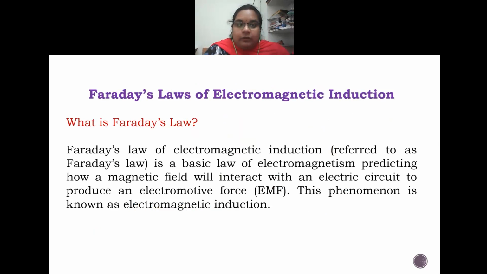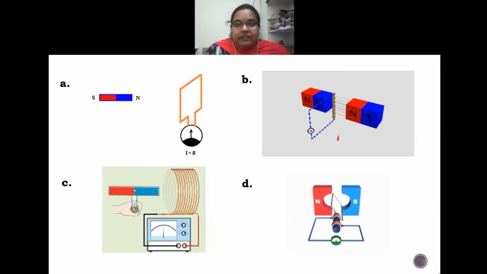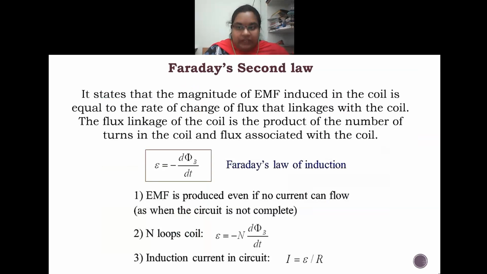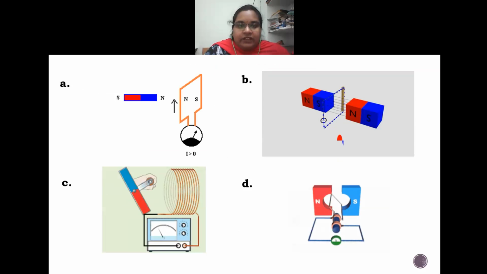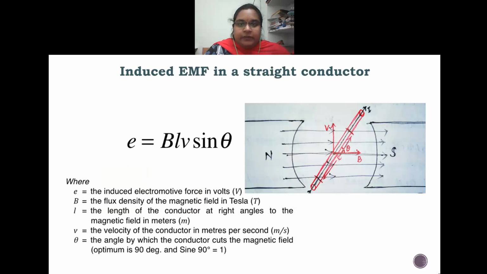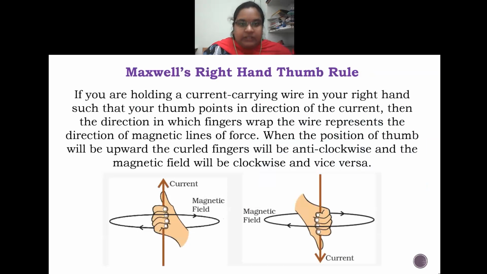And then we have seen Faraday's laws of electromagnetic induction. Basically, there are two laws: Faraday's first law and Faraday's second law. In Faraday's first law, he tells us that there will be an EMF induced in a conductor when it is moving, or changing its direction, in the magnetic field. We have seen different methods in which this can happen. Again, we have seen Faraday's second law. This gives us an equation for the amount of EMF that is produced when this happens. And we have seen induced EMF in a straight conductor. To understand how the EMF is produced in a straight conductor, the equation is E equals BLV sin theta.